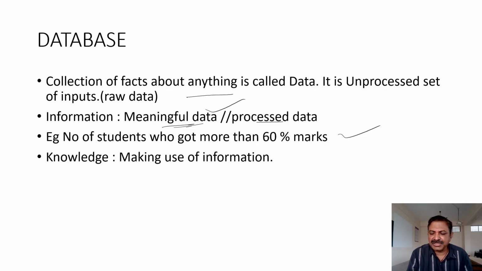So the total number of students in a school is data. The number of students who are getting more than 70% or 80% is information about that data. Knowledge means we make use of this information for making some other database. So there is a difference between data, information and knowledge.